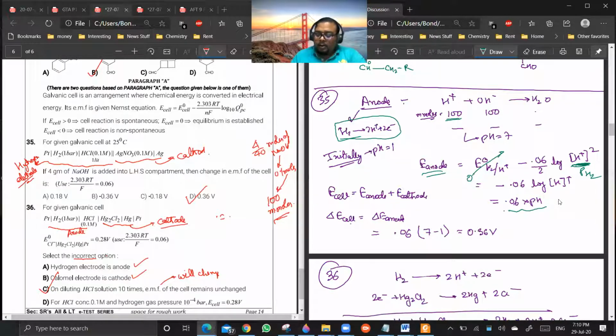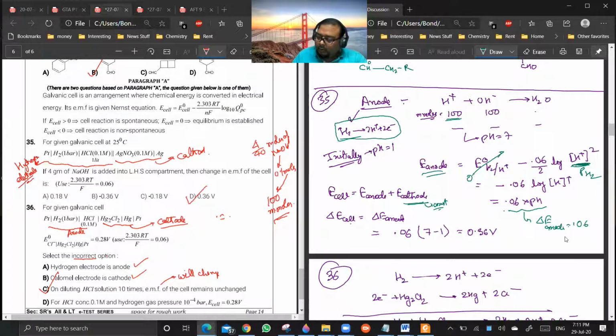Now you can write E cell as E of anode plus E of cathode. But you are making a change in the anode compartment only. In the cathode, there is no change, so E of cathode will remain constant. So delta E cell will be equal to delta E anode only, because we have not changed anything in the cathode compartment. So delta E cell will be equal to delta E anode, and that will be equal to what?